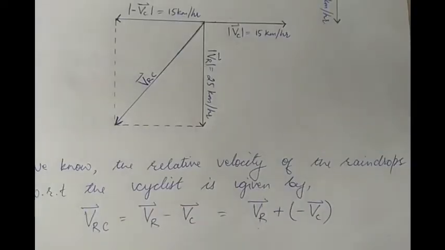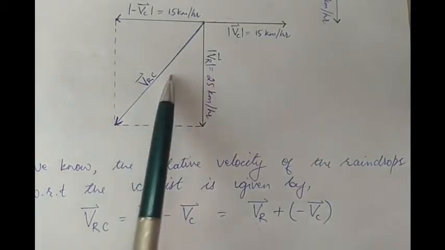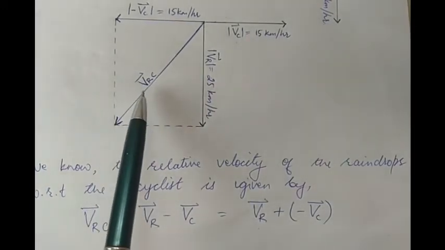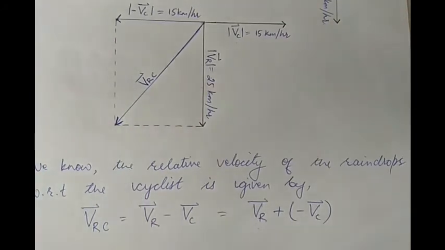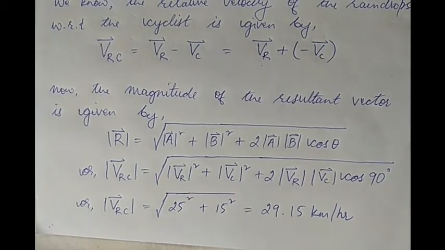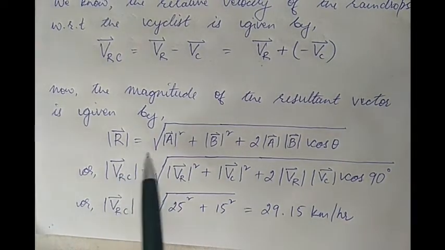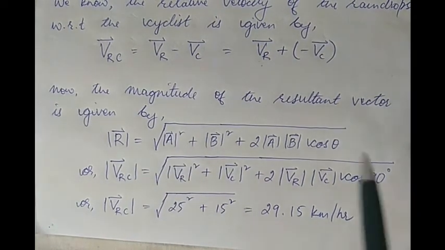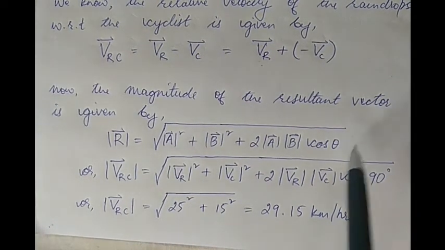So the only thing that is left now is to find the resultant vector VRC. Resultant vector meaning we need to find both its magnitude and direction. Now, according to the parallelogram rule, we know that the magnitude of the resultant vector is given by modulus of r, which is square root of a squared plus b squared plus 2ab cos theta, where theta of course is the angle between vectors a and b.